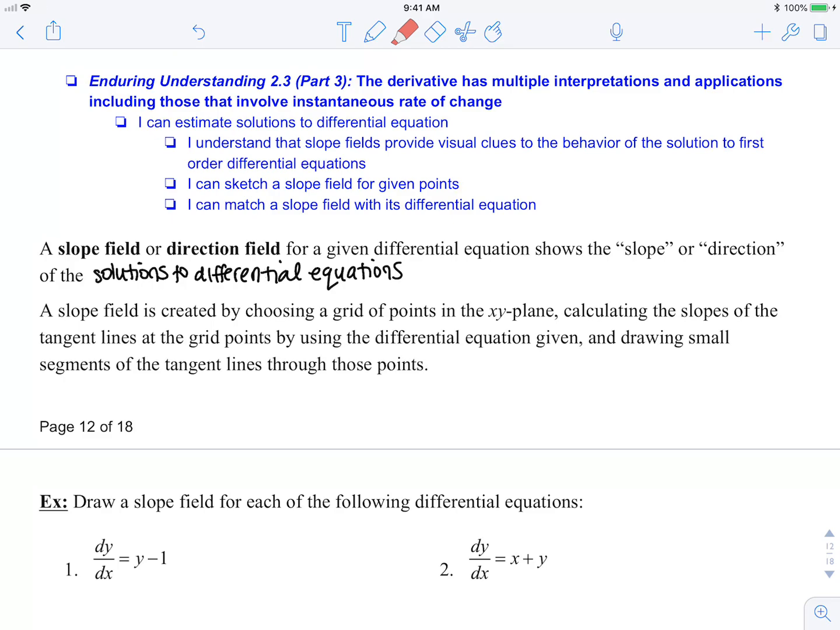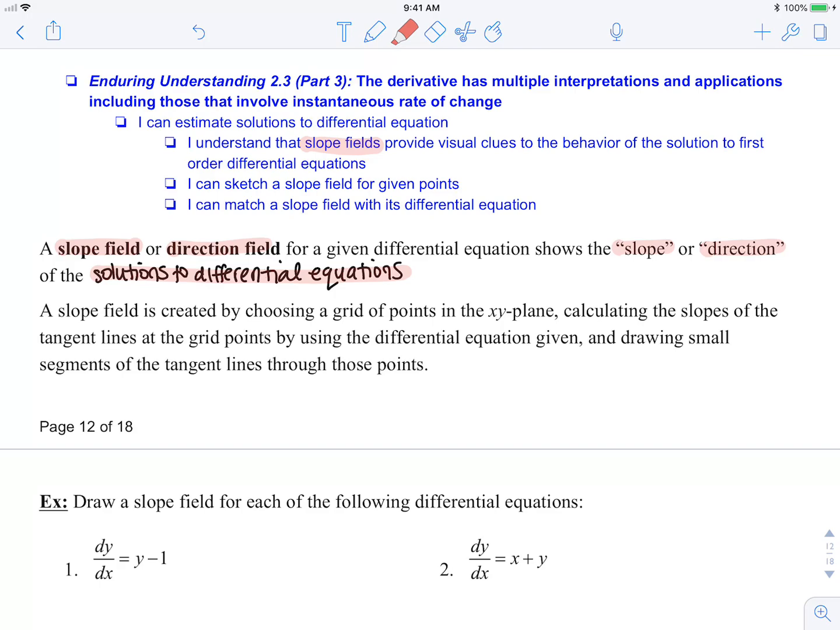So continuing on with differential equations, we get into the visual representation of a differential equation, which is a slope field. So a slope field, also known as a direction field, shows the slope or direction of the solutions to the differential equations. So remember, those solutions are the functions whose derivatives satisfy the differential equation, and we don't know what they are. But slope fields help us visualize the slopes of these solutions.